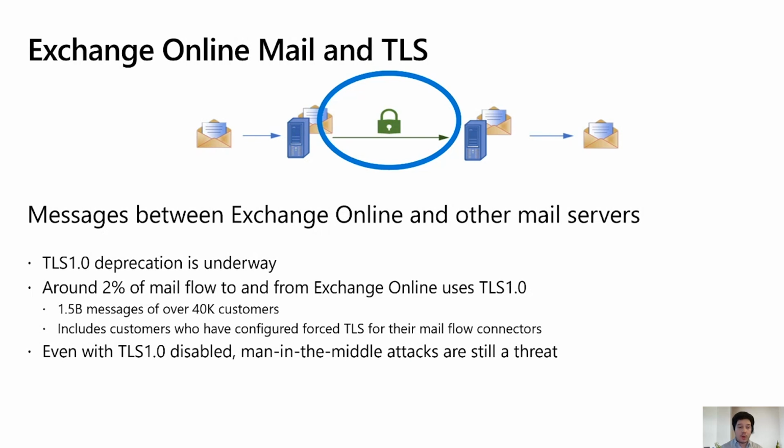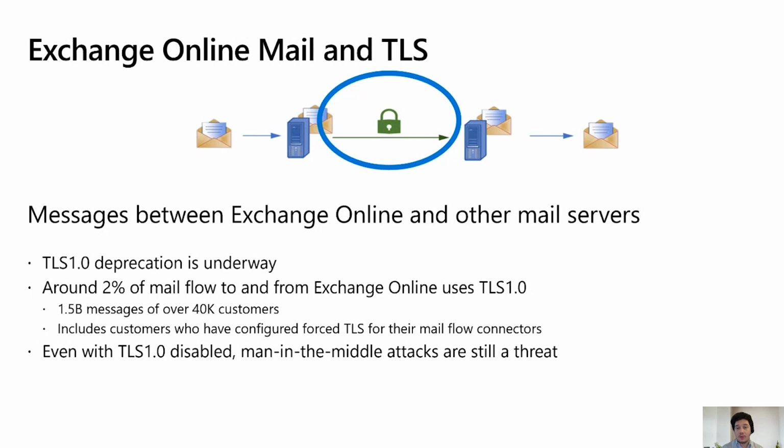At the moment, around 2% of mail flow to and from Exchange Online uses TLS 1.0 or 1.1. That doesn't seem like a lot. It's a long tail, but it's a very large tail. That's 1.5 billion messages, and that's 40,000 customers accounting for those messages.